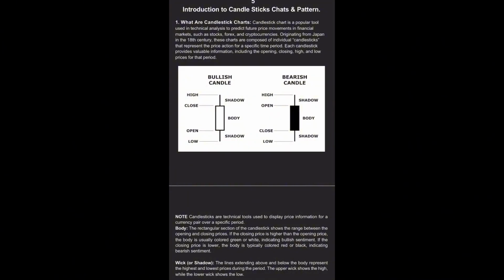Originating from Japan in the 18th century, these charts are composed of individual candlesticks that present the price action for a specific time period. Now, in the 18th century in Japan, the traders came together to form a method to indicate if their produce or goods are doing well in the market, to signify if they sell well and if they did not sell well, or if they sell high or if they sell low.